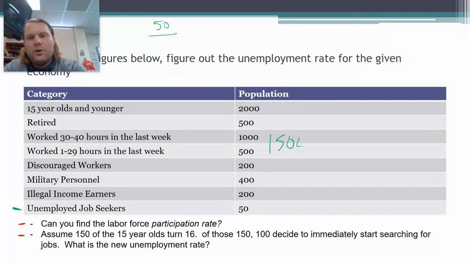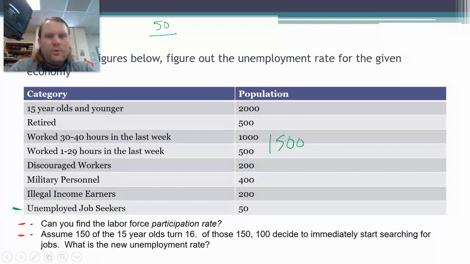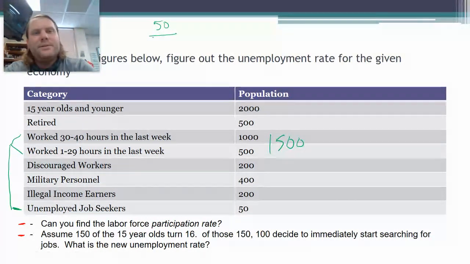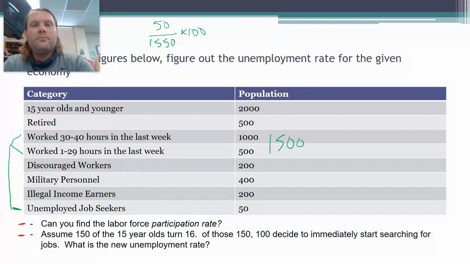I'm just going to write that into our chart here, and get that into a format that I can see. Now the tricky part is we've got to add the unemployed to the employed to figure out our labor force. Okay, so here is our labor force. We've got 1,550. All right, so you've got to do that math real quick. You take 50 divided by 1,550. That's going to give you 0.032, and multiply by 100. 3.2%. Okay, round to the nearest tenth for those.